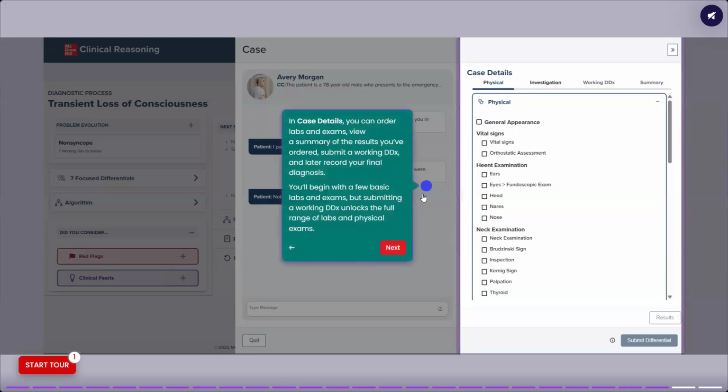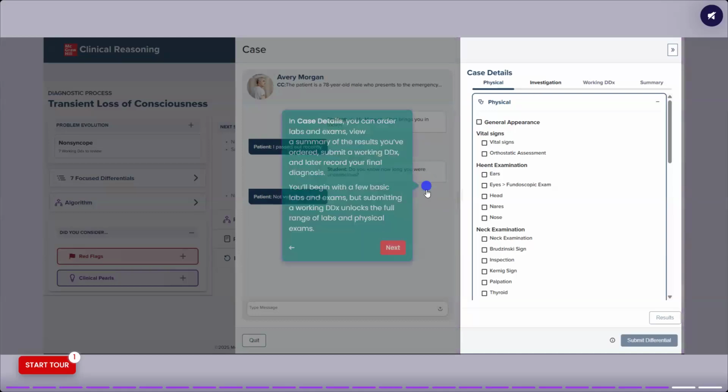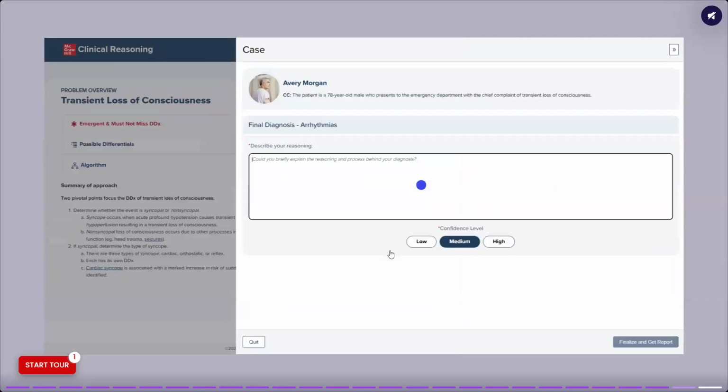However, at the beginning, you will have a basic set of physical examination and investigation options. And then as you move through the working differential diagnoses, you will have the option to order more specific tests based on the diagnoses that you're working with. So as a start, we start with general ones, and then we move into the specifics based on the working diagnoses.